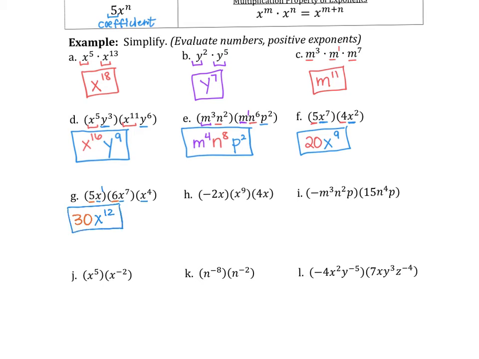Okay, for h, negative 2x times x to the 9th times 4x. I see there's a coefficient, so I'm going to go ahead and check and see if there's anything to multiply. So I have negative 2 times 4. Negative 2 times 4 is negative 8.